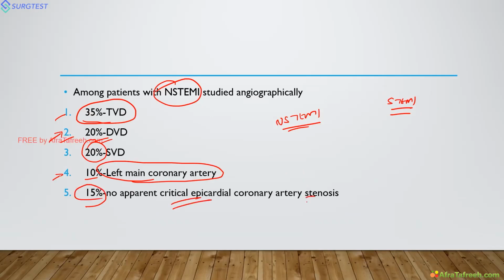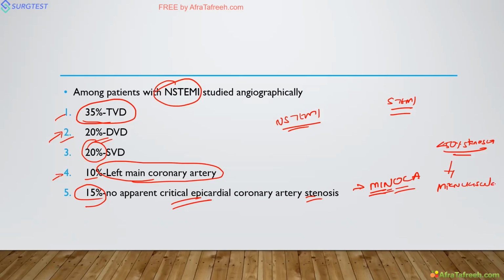apparent epicardial coronary stenosis. So there is one term called MINOCA. MINOCA means myocardial infarction with non-obstructive coronaries. When you do a CAG for this patient, there will not be any plaque. There will be less than 50% stenosis. Whenever there is more than 50%, it is significant. So then it may be due to microvascular dysfunction. It is also called microvascular angina, microvascular dysfunction.